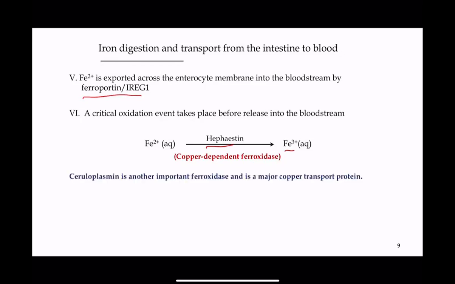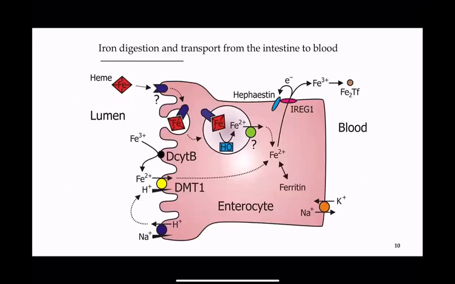There are actually a number of copper-dependent ferroxidases, and there's a family of these proteins. And so here you can see there's this correlation between copper and iron in terms of the transport of the two, and also their functions. They're correlated. All right, so you have this other protein, ceruloplasmin, which is another ferroxidase, and is a major copper transport protein. All right, so that's basically what we see here.